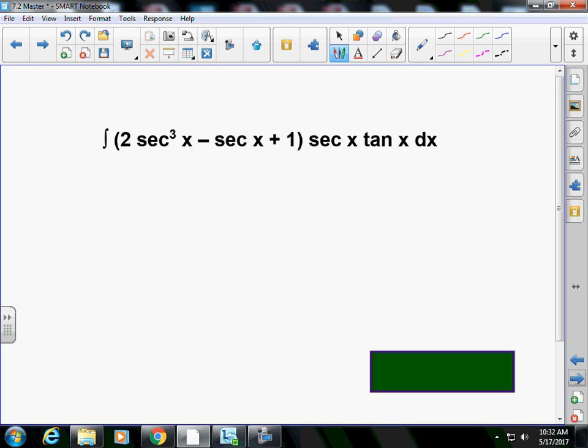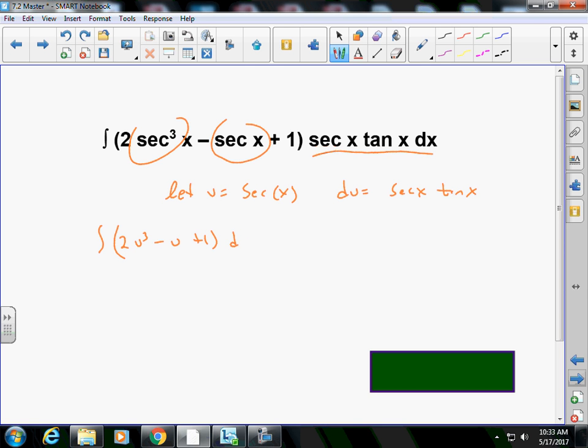So in this problem, I see that I have the secant x tan x, but I also see I have a secant here, and this is a secant. So I'm going to say, well, let u equal secant x. Then du has to equal secant x tan x. That's a nice substitution, because then I have 2u cubed minus u plus 1 du. Again, I can easily integrate that.